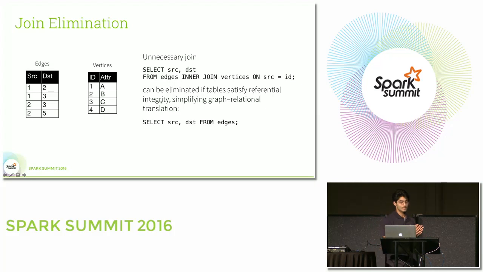So what we've done is add some optimizer rules and these key hints into Catalyst, the unique and foreign key hints. With that, Catalyst is able to automatically do this join elimination, and that really simplifies the graph-relational translation because it can rely on Catalyst having this special knowledge about these vertex and edge tables.